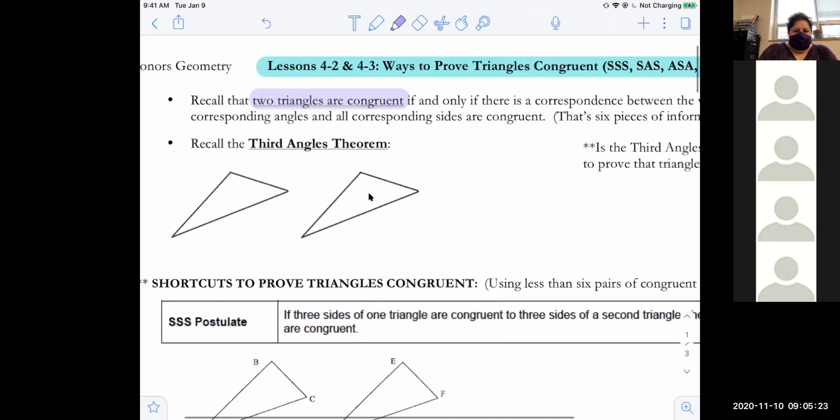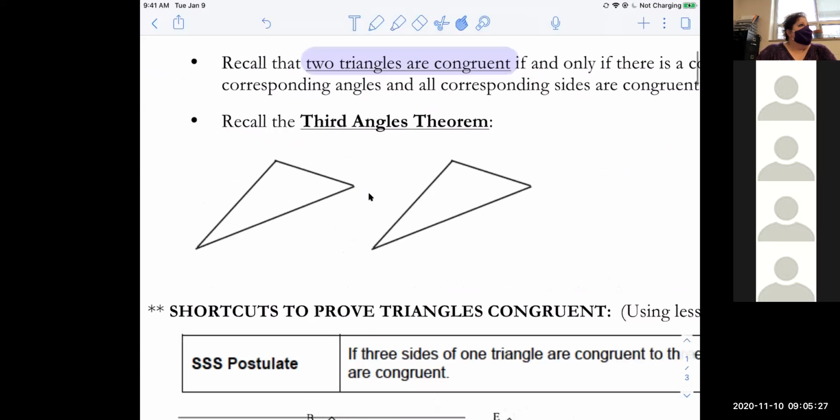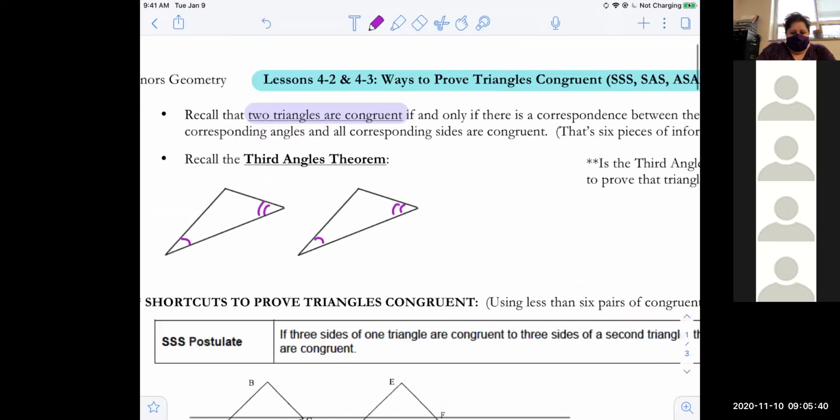Reminder also, third angles theorem. What are you given for third angles theorem? Two triangles and what? Two pairs of angles that are congruent. So if you have those congruent and you have these congruent, then the triangles will have their third angles congruent. So I'm going to call this like A and B. If you have two triangles and two pairs of congruent angles, then the third angles are congruent.